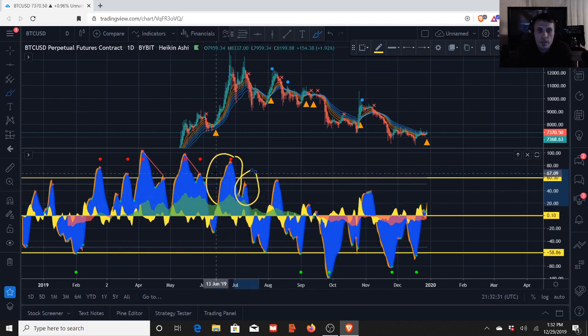Now we need confirmation. That's where the MFI money flow index comes into play on this strategy. I'm not so much paying attention to the divergences. I'm not paying attention to VWAP. I'm looking at the MFI wave.